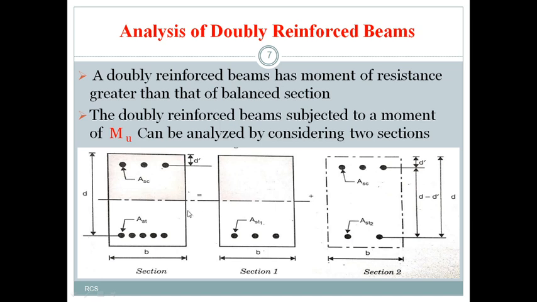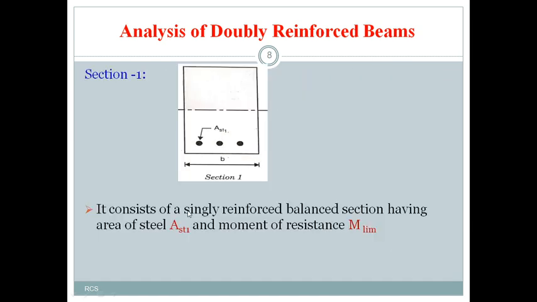So let us analyze each section one by one now. Let us consider the first section. It consists of a singly reinforced balanced section having area of steel AST1, and the moment of resistance is Mu limit, as it is a balanced section. So the bending moment of resistance obtained by this balanced section is Mu limit.